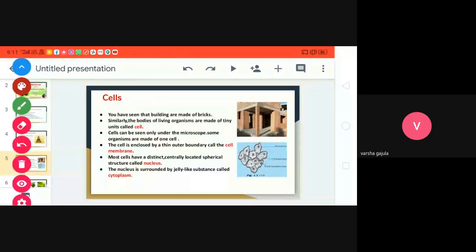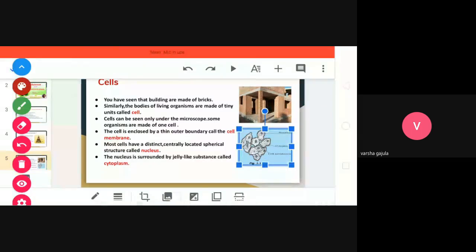If you observe, in between the boundary and the nucleus there is a jelly-like substance. The nucleus is surrounded by a jelly substance called cytoplasm. Do you have any doubts? Okay, if you observe the picture carefully, try to zoom in. If you are not able to see, try to zoom in on the picture.